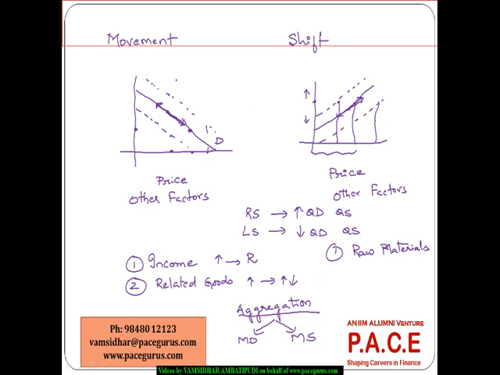So logically speaking, a right shift is an increase in demand or an increase in supply, and a left shift is a decrease in demand or a decrease in supply. That basic concept about the demand function and supply function, the demand curve and supply curve, movement along them, and the shift of the curves are some of the basic concepts we need to be comfortable with.